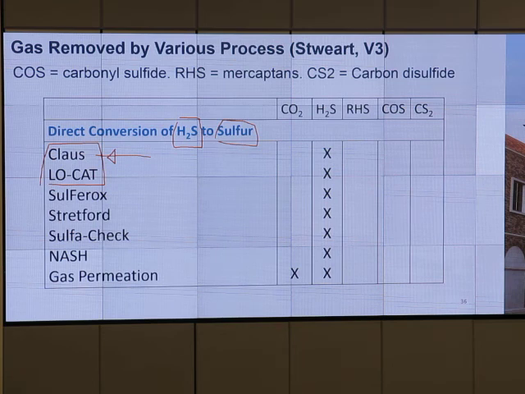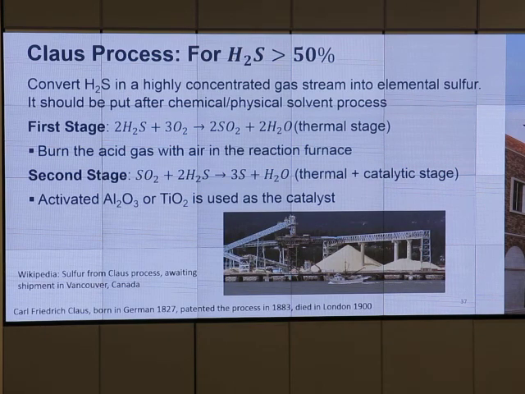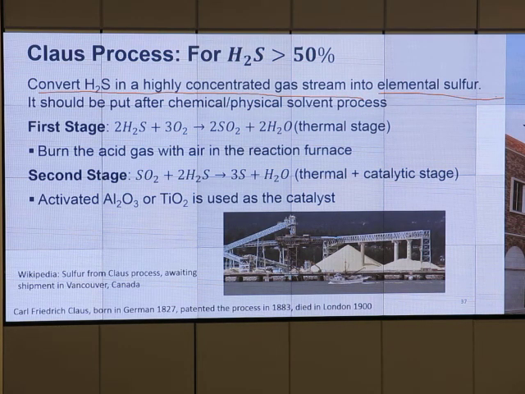Claus process requires very acidic gas, a very high concentration of acid. So you put a very high concentration of H2S to Claus process. It converts H2S in a highly concentrated gas stream into elemental sulfur. Only H2S in a highly concentrated gas stream works. If you have just a little bit of H2S, Claus doesn't work. It has to be a very high concentration of H2S. So after the amine unit, Claus process is good. It converts into elemental sulfur.